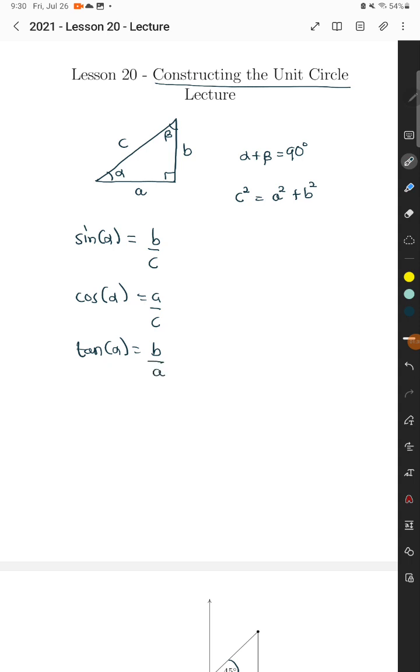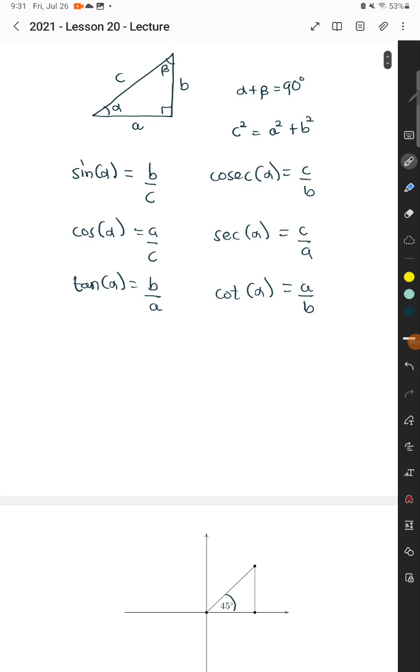We learned about the reciprocal of these trigonometric functions, and they were cosecant of alpha, which was the reciprocal of sine, so we got c over b, and then we had secant of alpha, the reciprocal of cosine, which was given by c over a, and then cotangent of alpha, the reciprocal of tangent, so equal to b over a.